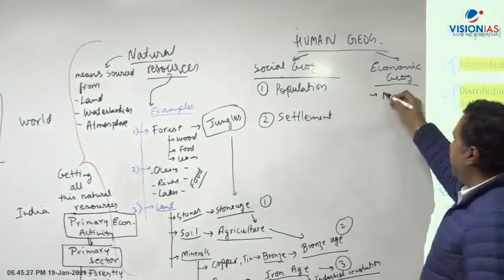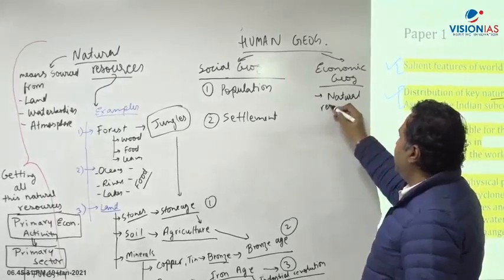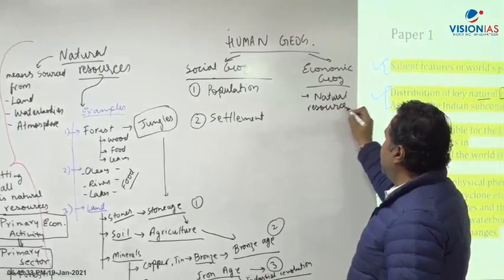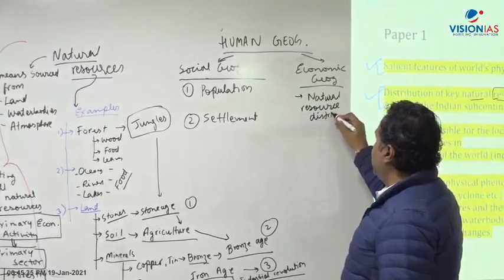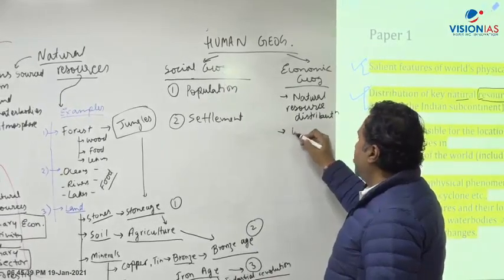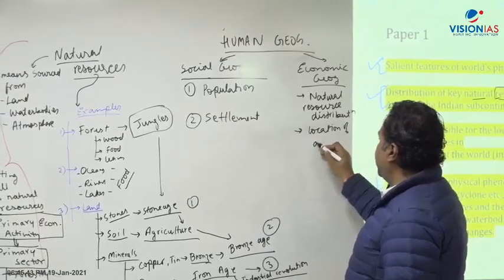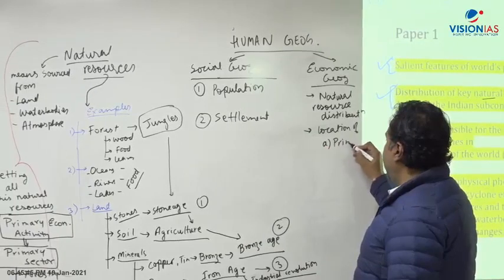I can simply say natural resources. Natural resource distribution is the first thing. The second is location of a primary sector.